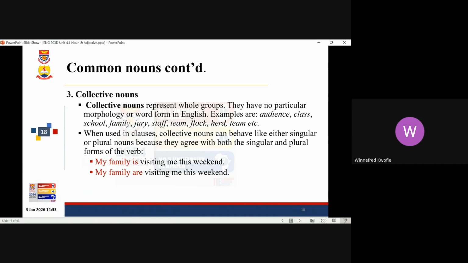So, my family is visiting me this weekend. My family are visiting me this weekend. Like I said, depending on the intention of the speaker, in the first sentence, my family is visiting me, the person is treating family as one unit. But in the second one, my family are visiting me, the speaker is looking at the individual members making up the family. So in that sense, family is treated as a plural word. But it can also be looked at as a singular word, depending on how you look at it.